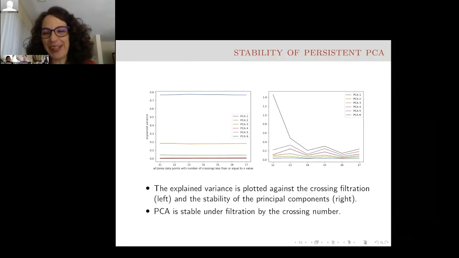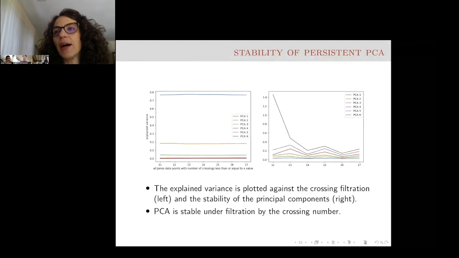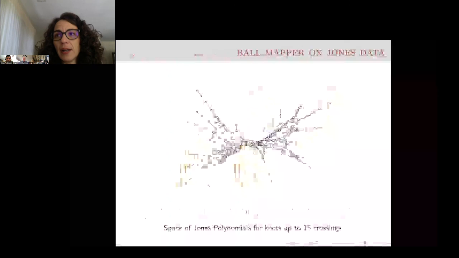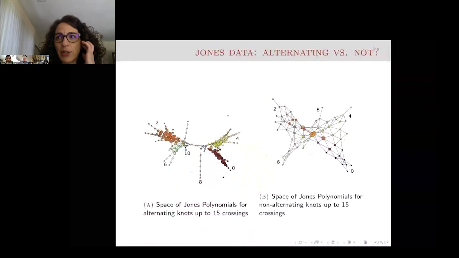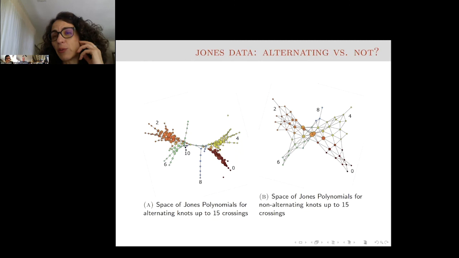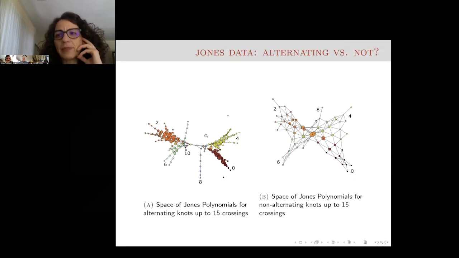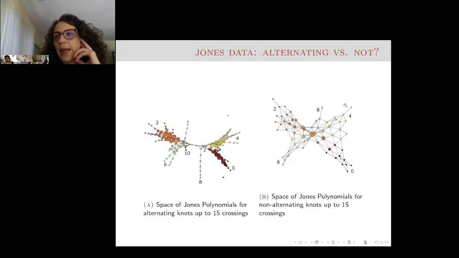What does it mean, more complex, right? So let me go back to Bullmapper. I would actually say the opposite. But again, this is my personal opinion that's maybe not supported by opinions of my collaborators. So to answer Ken's question, I would go back to this picture. This is the Jones data, up to 15 crossings, just of alternating knots. And this is just of non-alternating knots, up to 15 crossings.